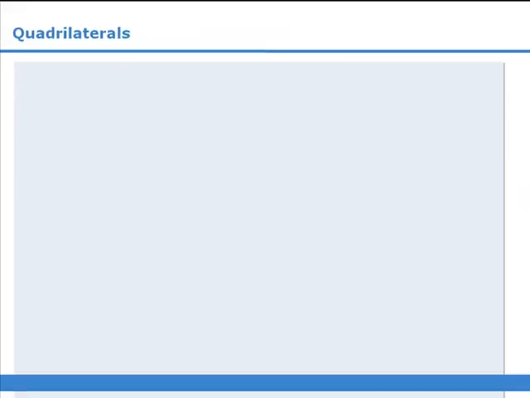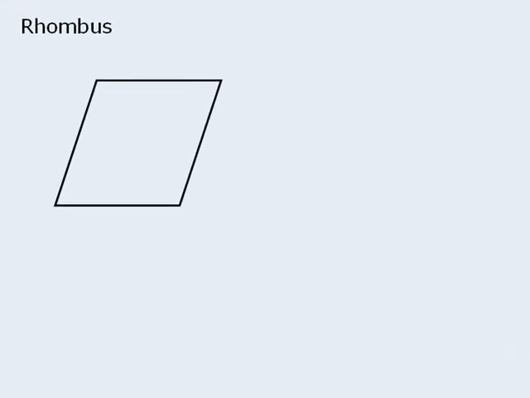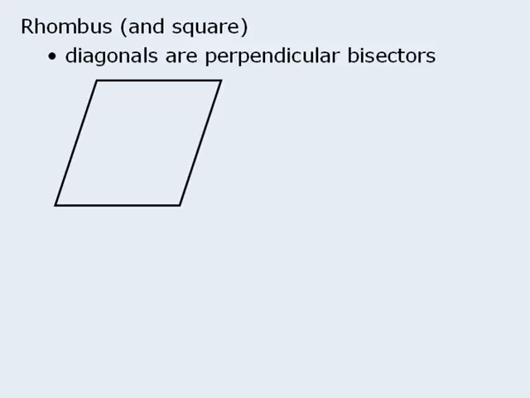Now there are two additional properties I should mention at this time. The first property concerns the rhombus. And since a square is a type of rhombus, the property concerns squares as well. The property is that the diagonals of rhombuses and squares are perpendicular bisectors.